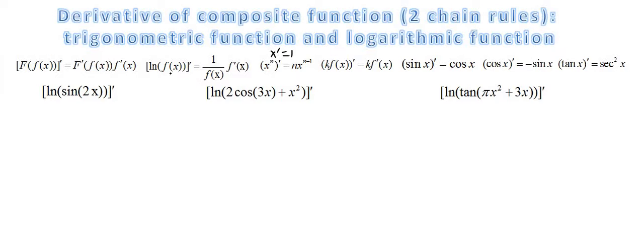And the second formula is the derivative of composite logarithmic function. The derivative of ln f(x) equals 1 over f(x) times the derivative of f(x). The third one is the power rule, and the fourth one is the constant multiple rule. And I also list the derivatives for three trig functions. Now let's take a look at the first example.